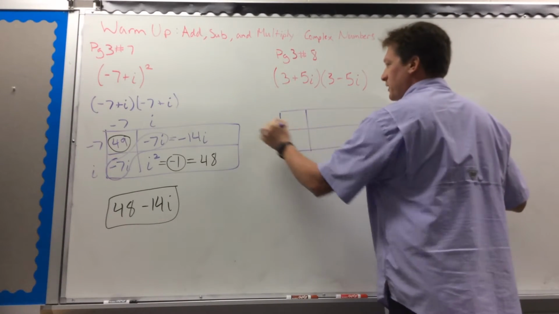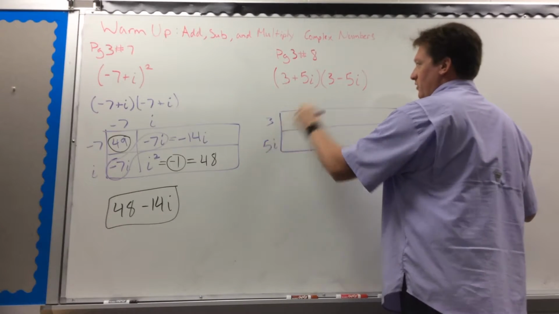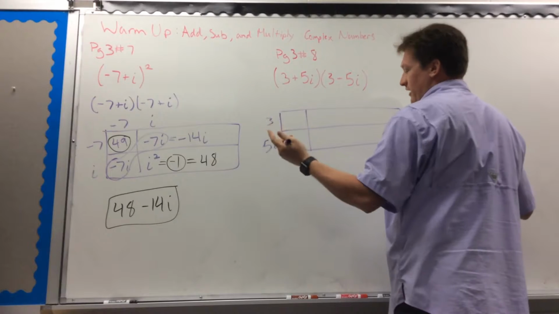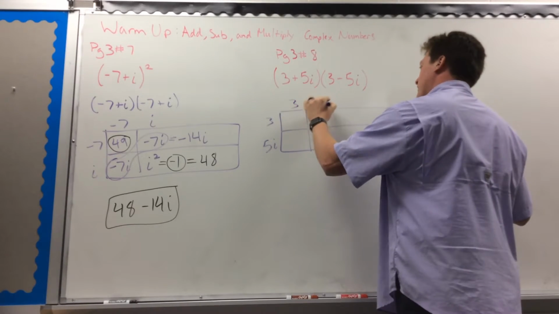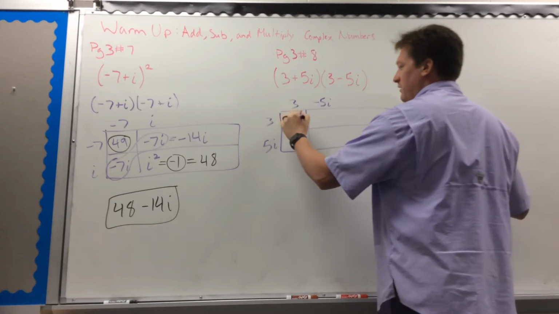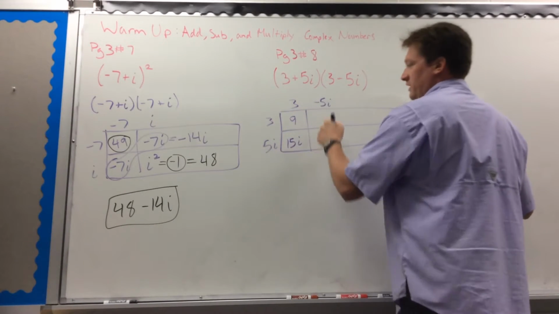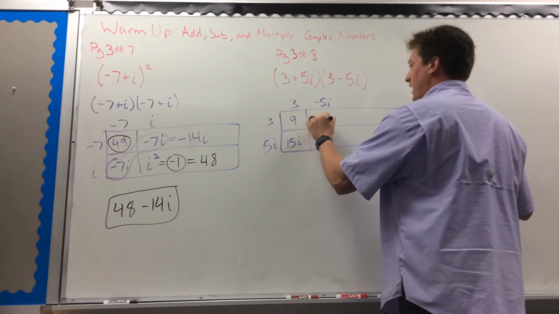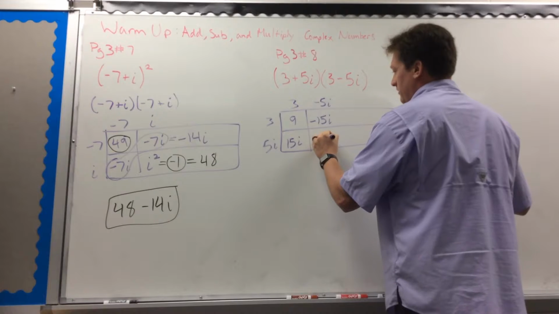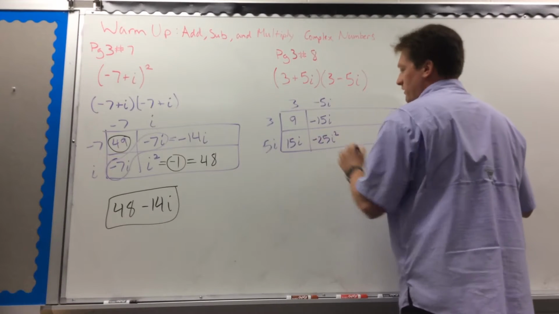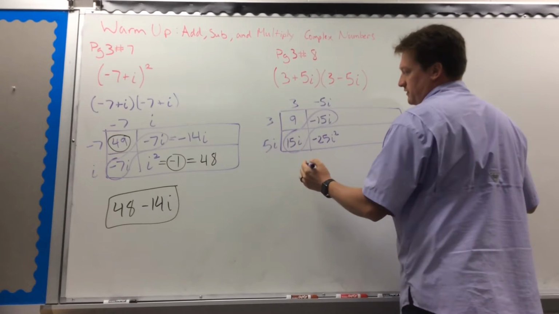So here I've got 3, 5i. You can put the plus 5i here, or you can take this one and put it down here. It doesn't matter. It's still going to end up being the same answer. So we've got 3 minus 5i. Here we have 9. Here we have 15i. Here we have -15i. And then here we have -25i squared.